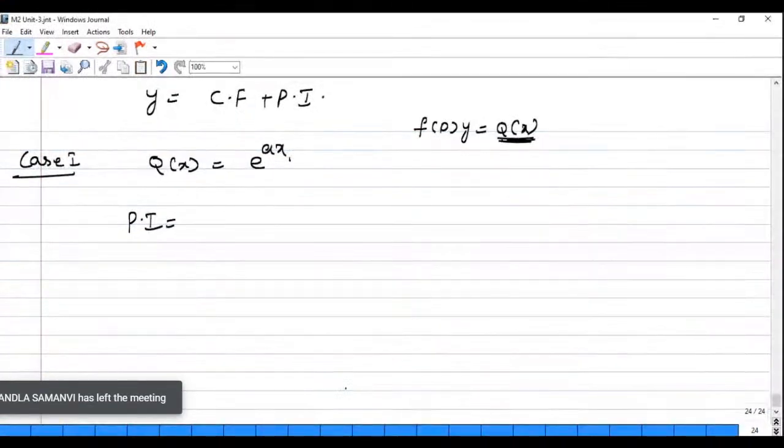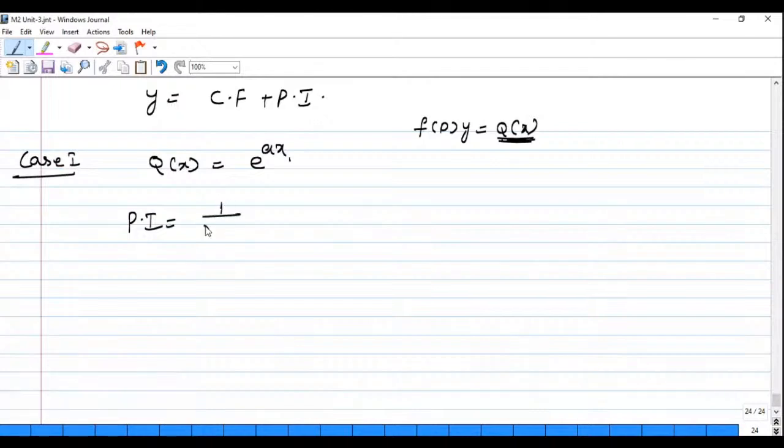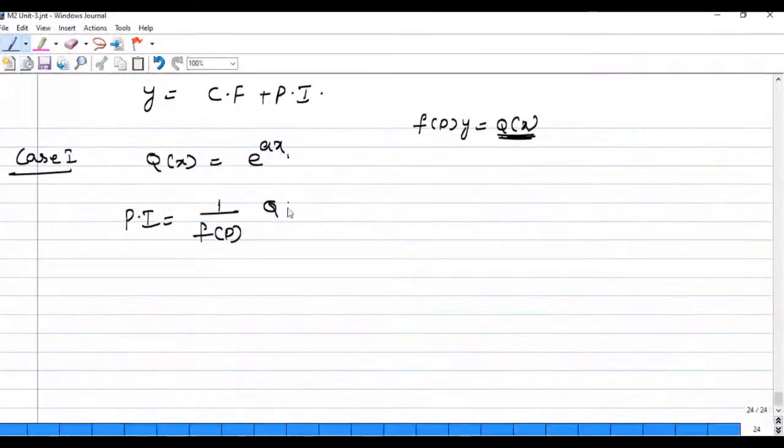PI is equal to 1 by f(D) into Q(x). This is the PI formula.